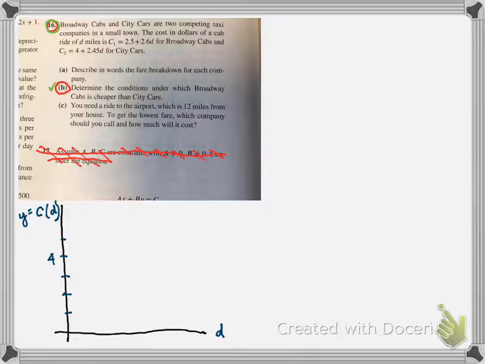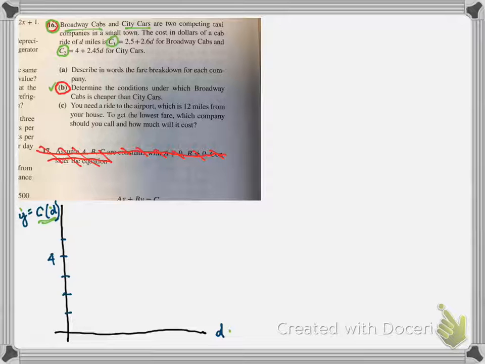Broadway Cabs and City Cars are two competing taxi companies in a small town. The cost in dollars of a cab ride of D miles is C1 for Broadway Cabs, 2.5 plus 2.6D, and here's the equation for C2. Now, first of all, let's talk about our axes. D is distance. That's our independent variable, and C of D, cost for some distance, is our dependent variable, or y is equal to C of D.